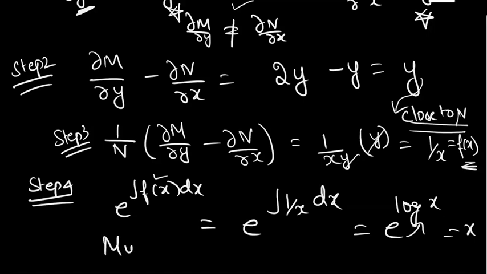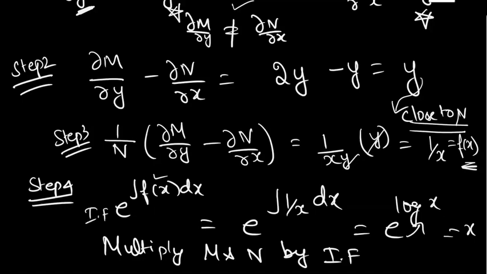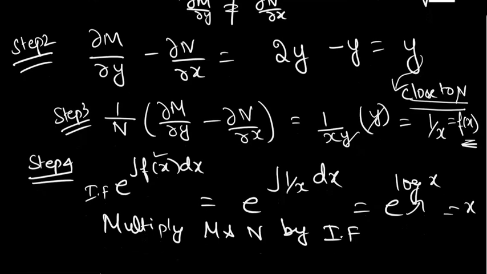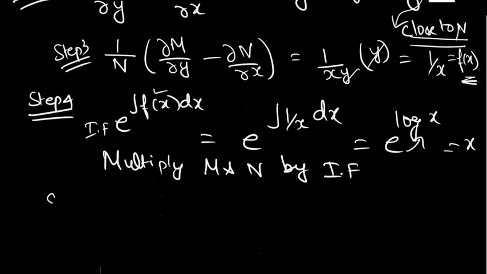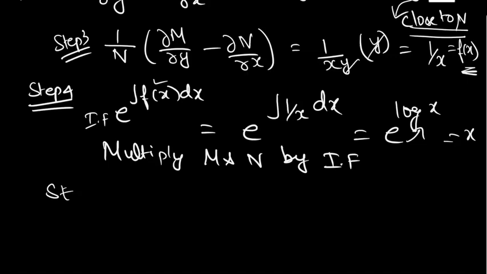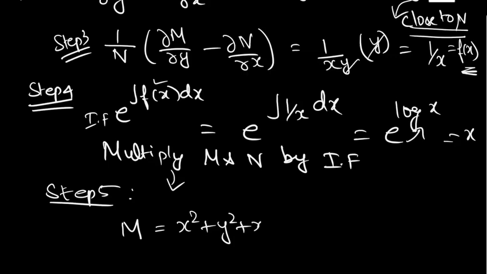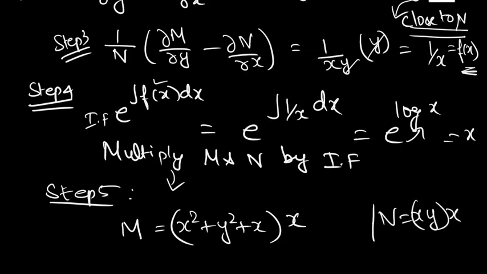So you multiply m and n by the integrating factor. This is your integrating factor. This is going to be your step 5. Step 5: multiply m and n by the integrating factor. So your old m is x square plus y square plus x, and you're going to multiply this with x. And your old n is xy, and again you are going to multiply this with x.